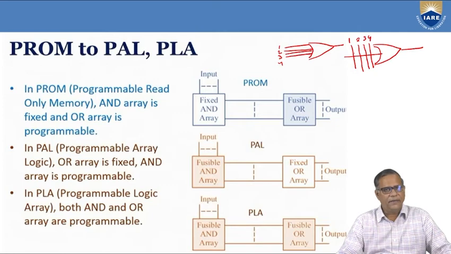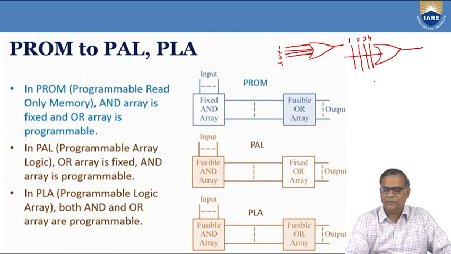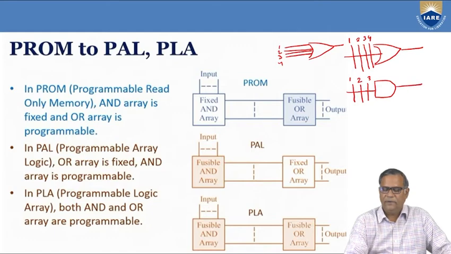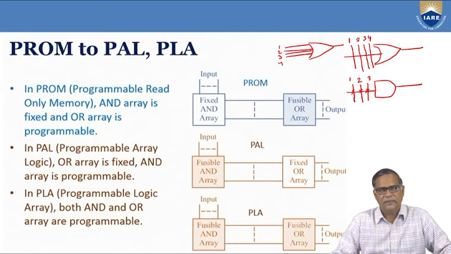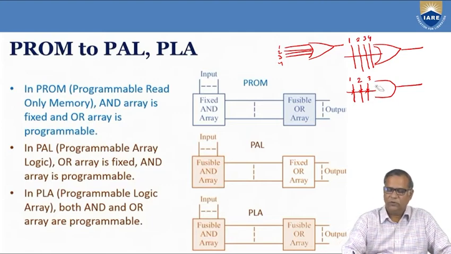And similarly for the AND gate also we are going to follow the same convention. Suppose we have a 3-input AND gate, then these are the 3 inputs: 1, 2, 3. And when the inputs are used, I am going to use a link here. That means there are 3 connections and this AND gate has 3 inputs. So this is the convention that we are going to follow.